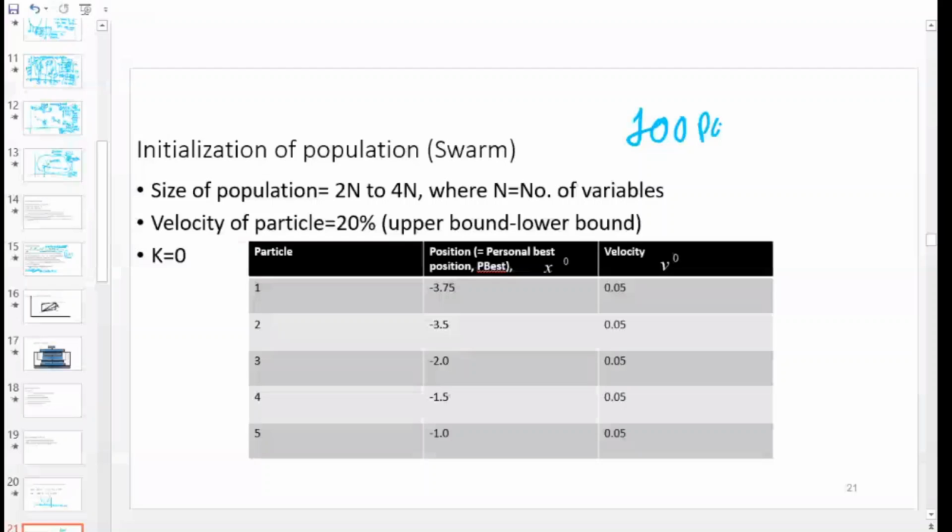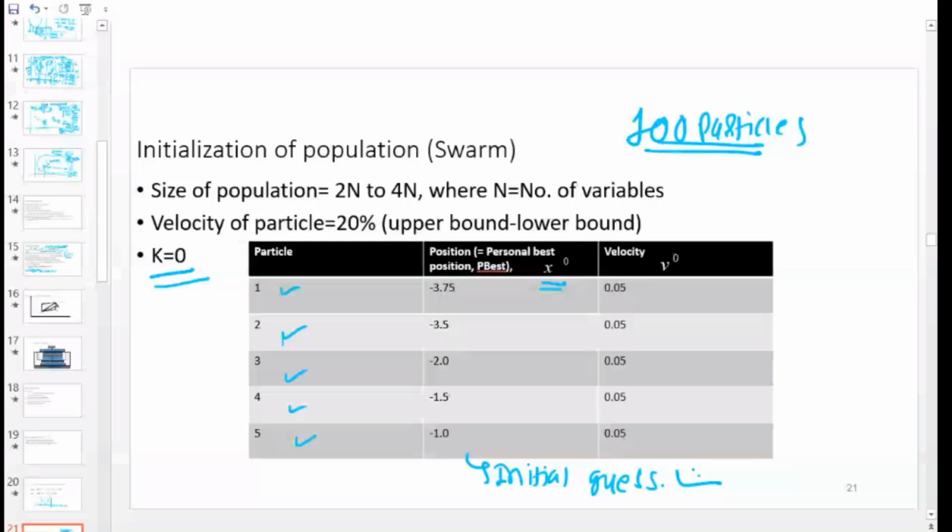Now, in the zeroth iteration, I have considered 5 particles, and I assume the initial value of x. This is called the initial guess. This initial guess is a common first step for almost all AI methods. You have to initialize the value of x within the minimum and the maximum limit.